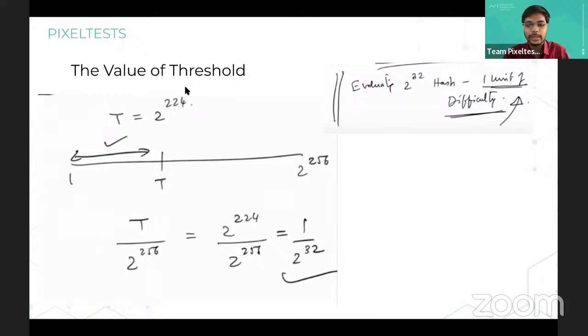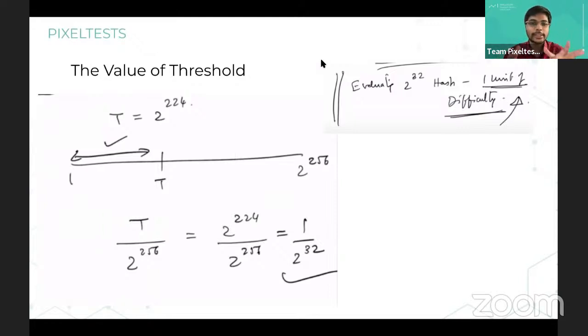It's currently a fixed value, not a variable value, so you can remember it. The value of the threshold is set to 2 power 224. What this does is it gives a lesser probability for a miner to actually go ahead and mine, right? So many people participate in that competition.